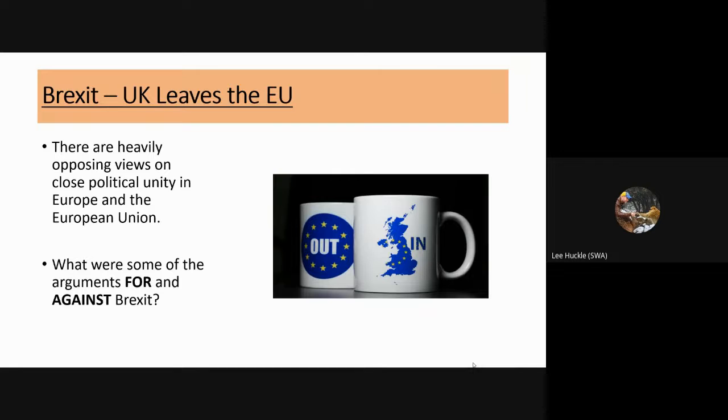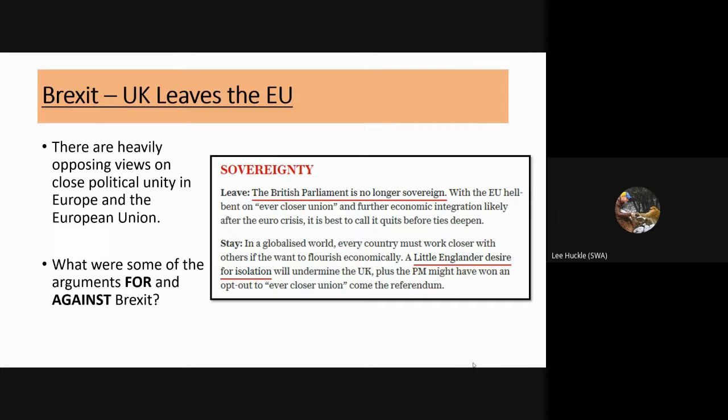And then we focused on a little case study example, if you like, of the UK leaving the IGO, the trade bloc of the EU, through the Brexit process. What were the arguments in favour? What were the arguments against? And that led into the final part, linking to sovereignty. The main two arguments which were used, the first one, for the Leave campaign, was that the British Parliament no longer had full sovereignty of the United Kingdom. And then the argument for the stayers, the remainers, was that in a globalised world, every country must work closer together.